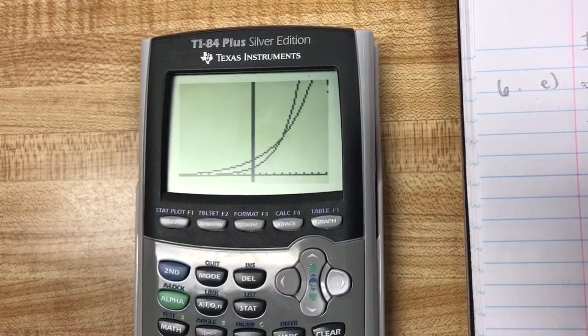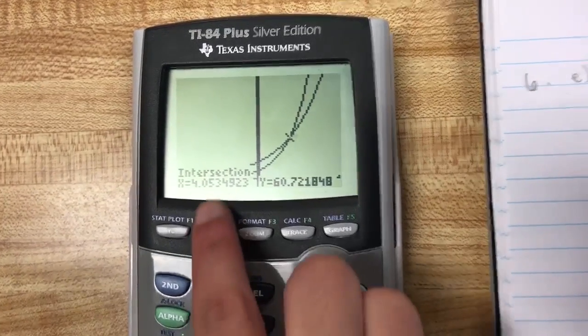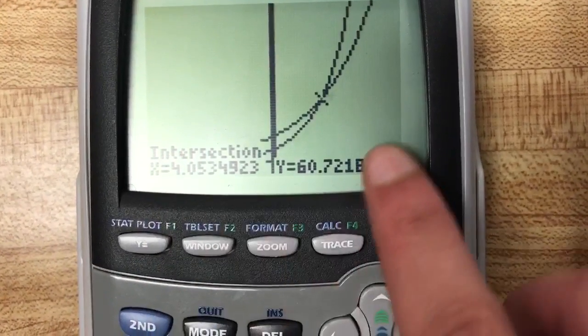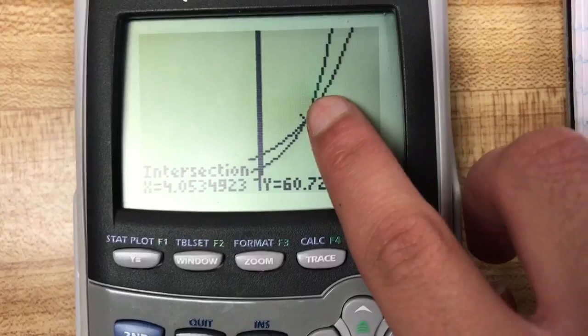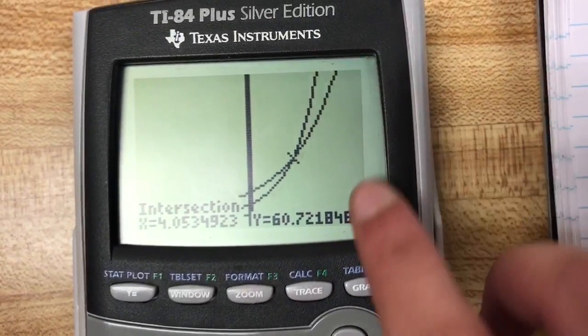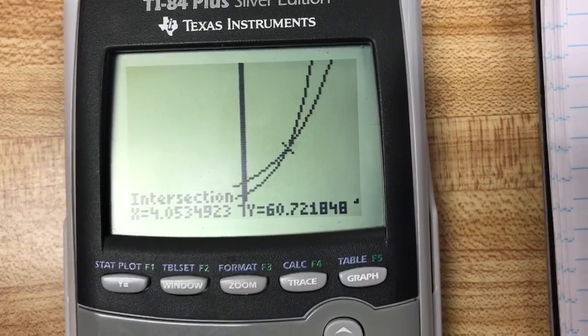The x value is 4.05, but we must round up to 5 because we are looking for an integer, which is what that symbol means in the problem, the Z symbol. And so we round up to 5, but we do not round down to 4 because at 4 hours colony A is still below colony B.